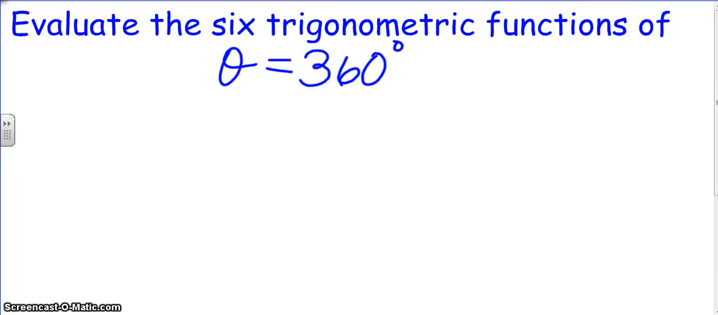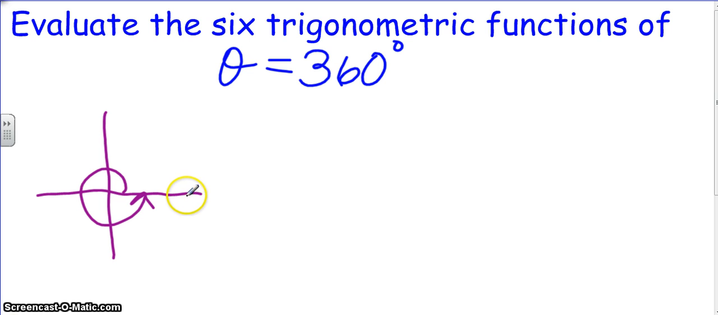So we're going to evaluate the six trig functions of theta at 360 degrees. So here is my picture. That's 360 degrees. So this is my initial side. It's also my terminal side. I'm going to refer back to that general definition of trigonometric functions, and I'll start with sine. So sine of theta is equal to y over r. Now, it doesn't matter where I am here. If it's y over r, my y is always 0, and my r is always some positive number. So my sine would have to be 0.